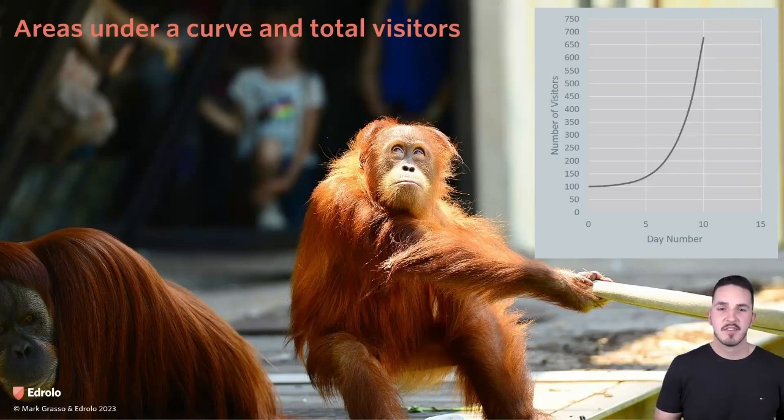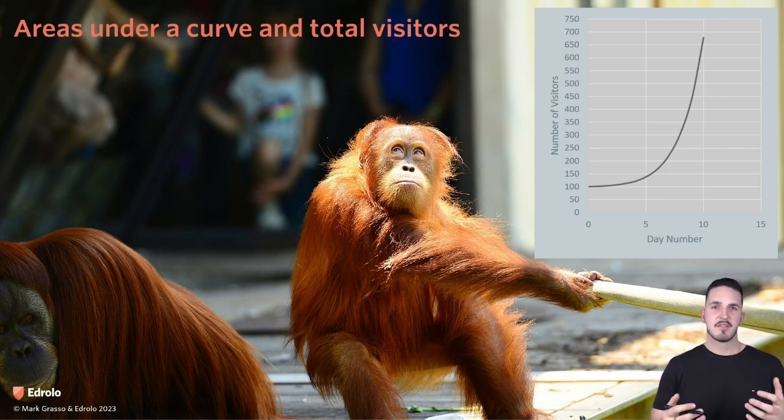So, areas under a curve and total visitors. Assuming the zoo got a new enclosure for these orangutans, over the course of, let's say, 10 days, we noticed the number of visitors grew exponentially. So what does this have to do with area under a curve? Well, basically the area under a curve can allow us to calculate the cumulative frequency, so the total number of visitors over this period of 10 days.